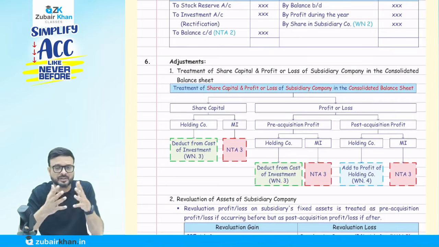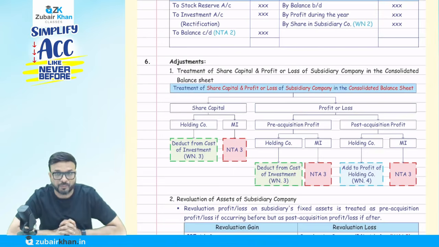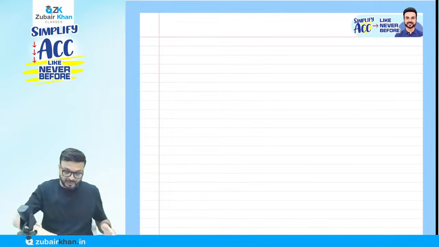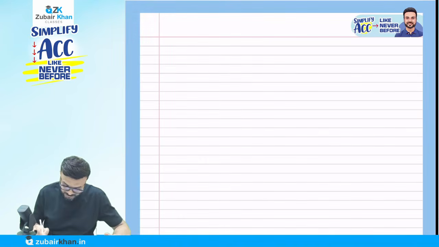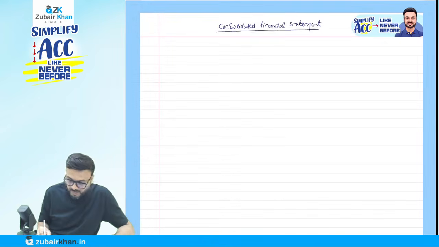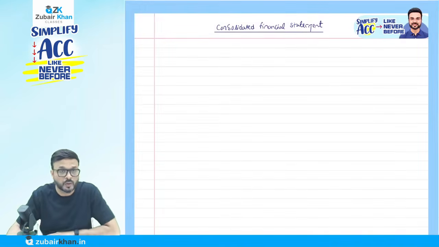Very simple. Basically, this consolidated financial statement is covered by Accounting Standard 21. Okay, so now let's start. Listen carefully. Let me write it down here. Consolidated financial statement. What happens in every question? Yes, in every question when you solve it, there are certain things. If you're able to do those things in advance, it will be so easy for you to solve the question.